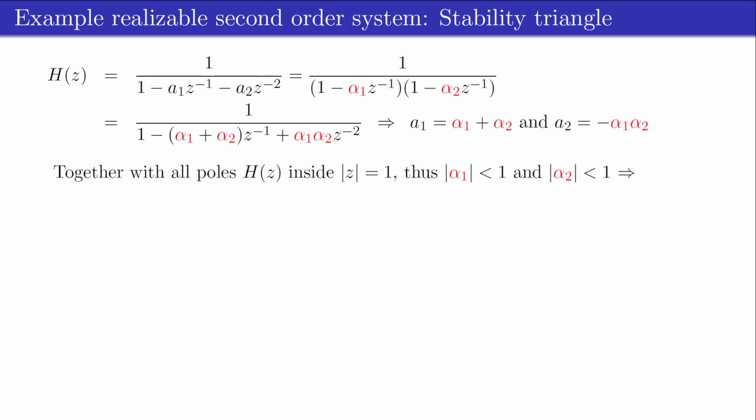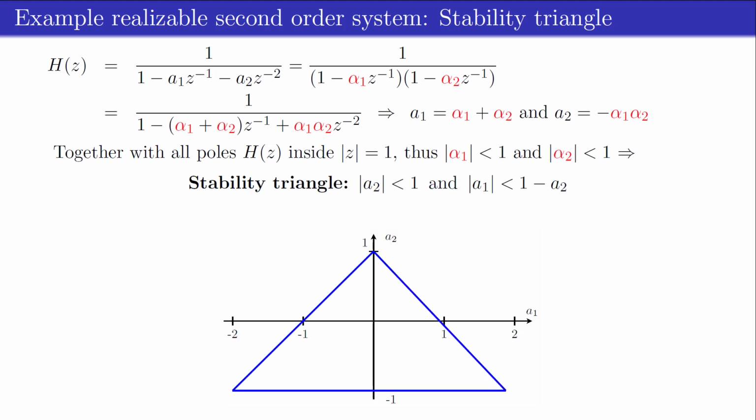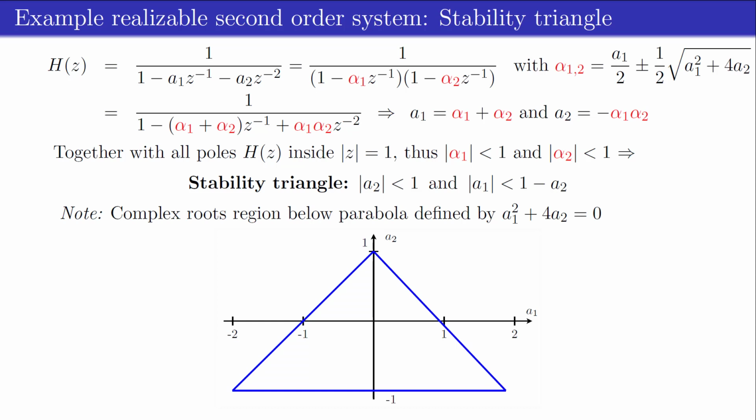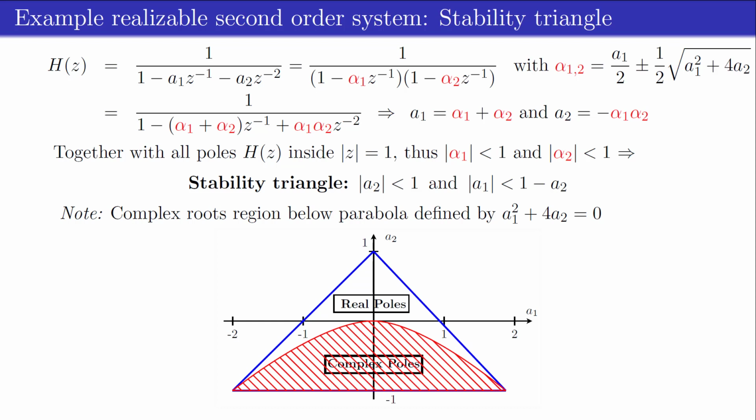Together with the fact that the poles must lie inside the unit circle, we can find the given restrictions for the two feedback parameters A1 and A2, which can be represented by the so-called stability triangle. The region for complex roots is defined by the area below the given parabola, as depicted in the figure.